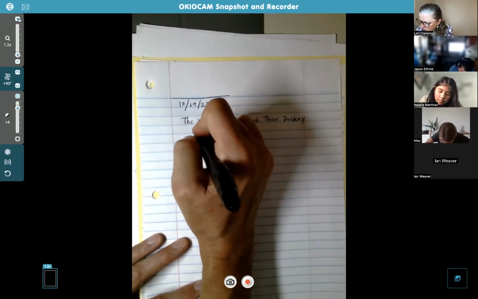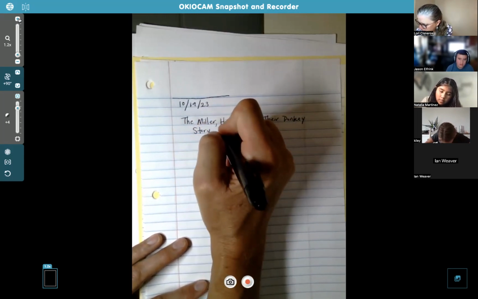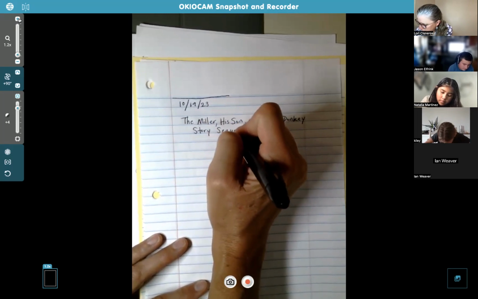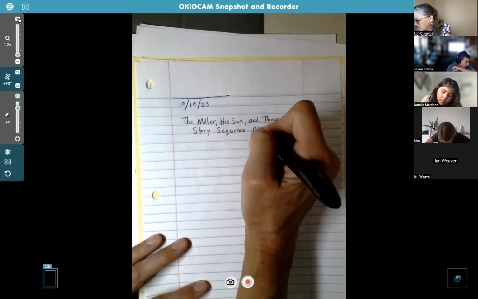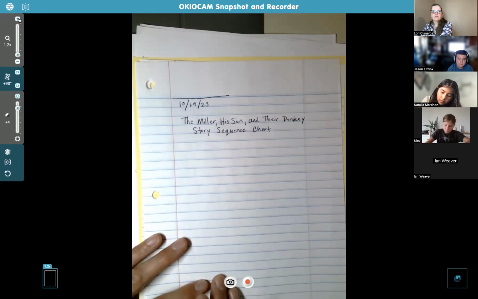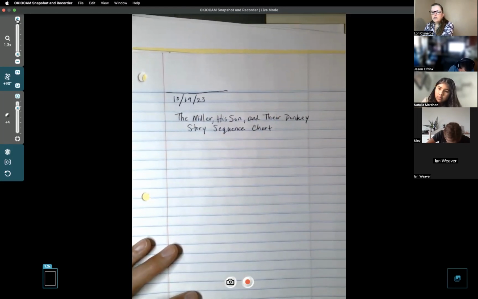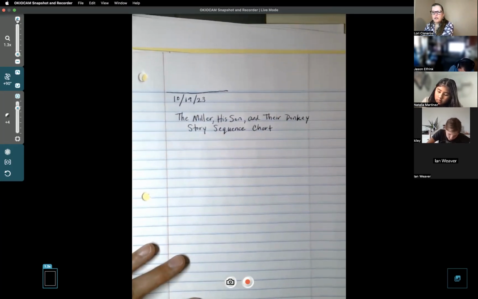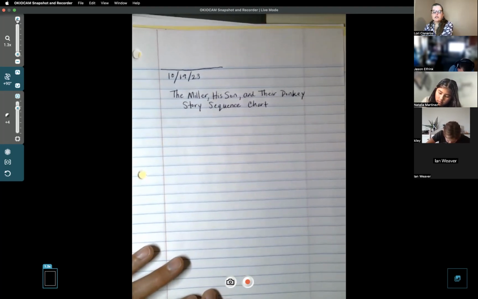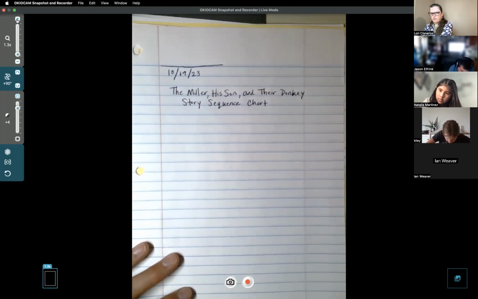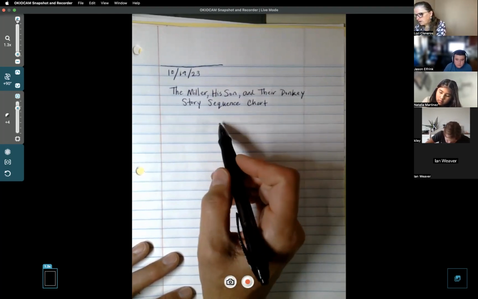And underneath that, I want you to write story sequence chart. Story sequence chart. This is a little different than the keyword outline, but we're still going to use the same rules as a keyword outline, but we're going to build an actual chart. Okay, and we're going to do this a few times, so don't worry, this is just the first time.